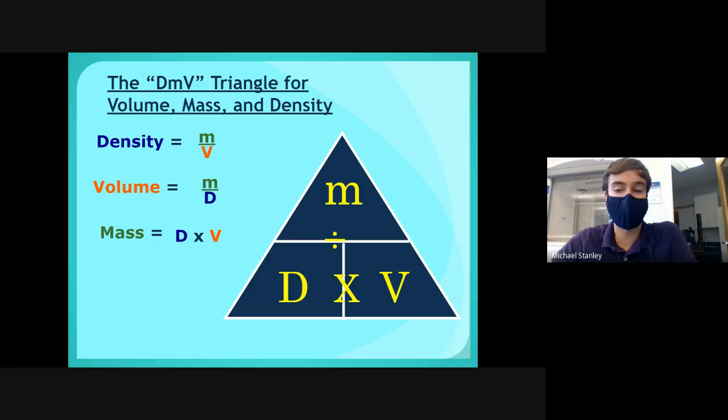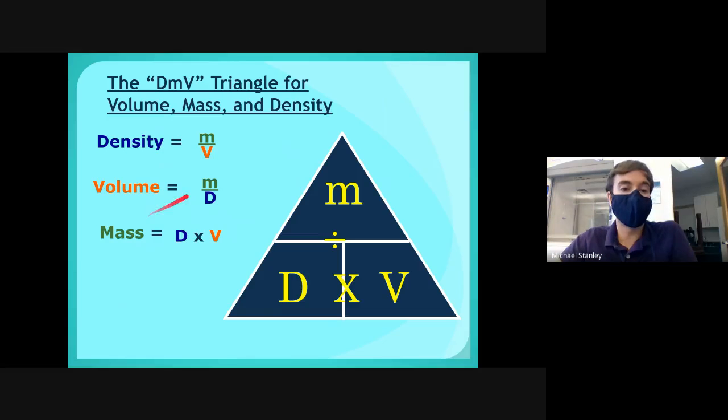So if we go off of that example we were looking at earlier, if we know that our mass is equal to 500 and our density is equal to 5, then we can do volume equals the mass of 500 divided by the density of 5. And that will give us a volume of 100. So if you know the mass and you know the density and you want to figure out the volume, you can do mass divided by density to find volume.